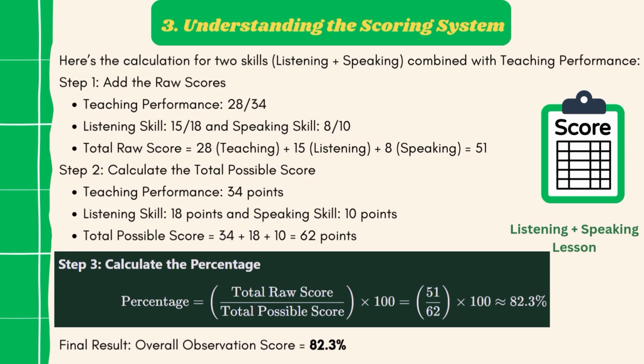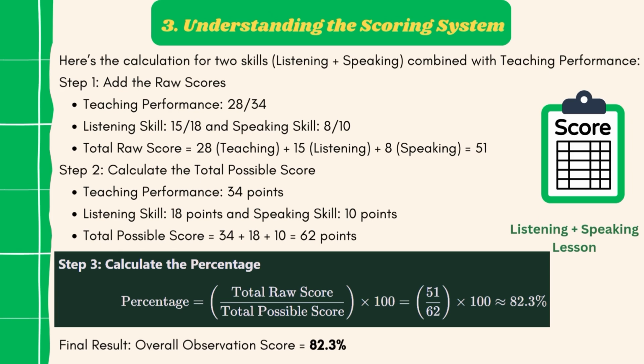So total raw score equals 28 in teaching performance plus 15 in listening skill plus 8 in speaking skill equals 51 points. Step 2. Calculate the total possible score. Teaching performance equals 34 points, and the total possible score of listening skill equals 18 points and speaking skill equals 10 points. In order to calculate total possible score, we take 34 plus 18 plus 10 is equal to 62 points. Step 3.